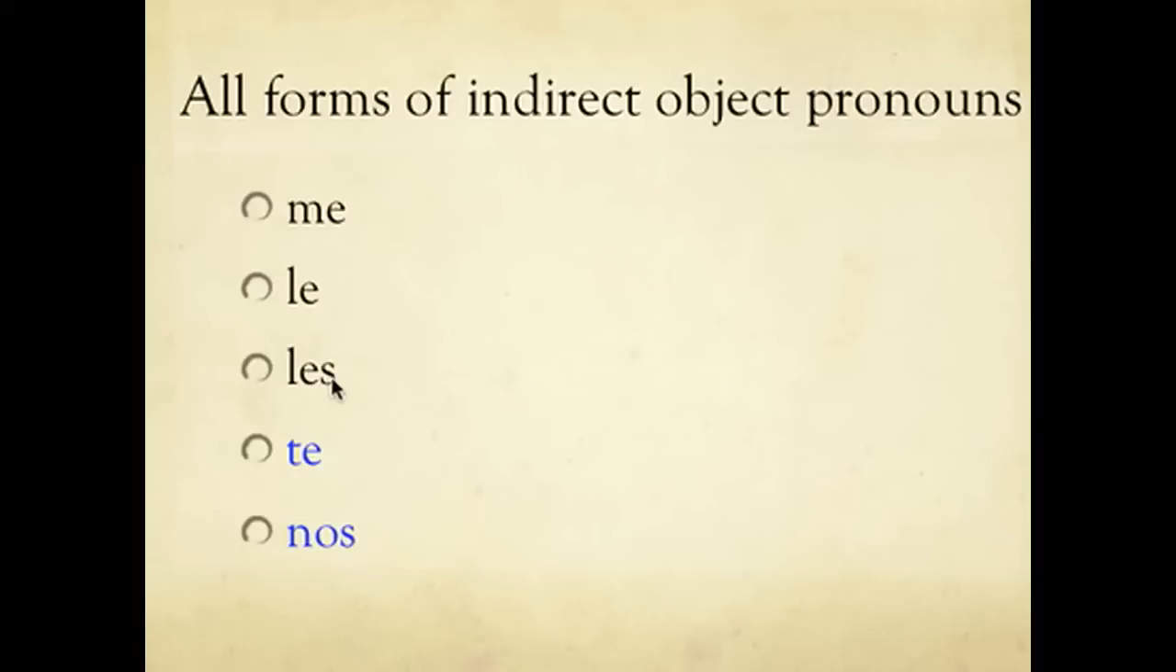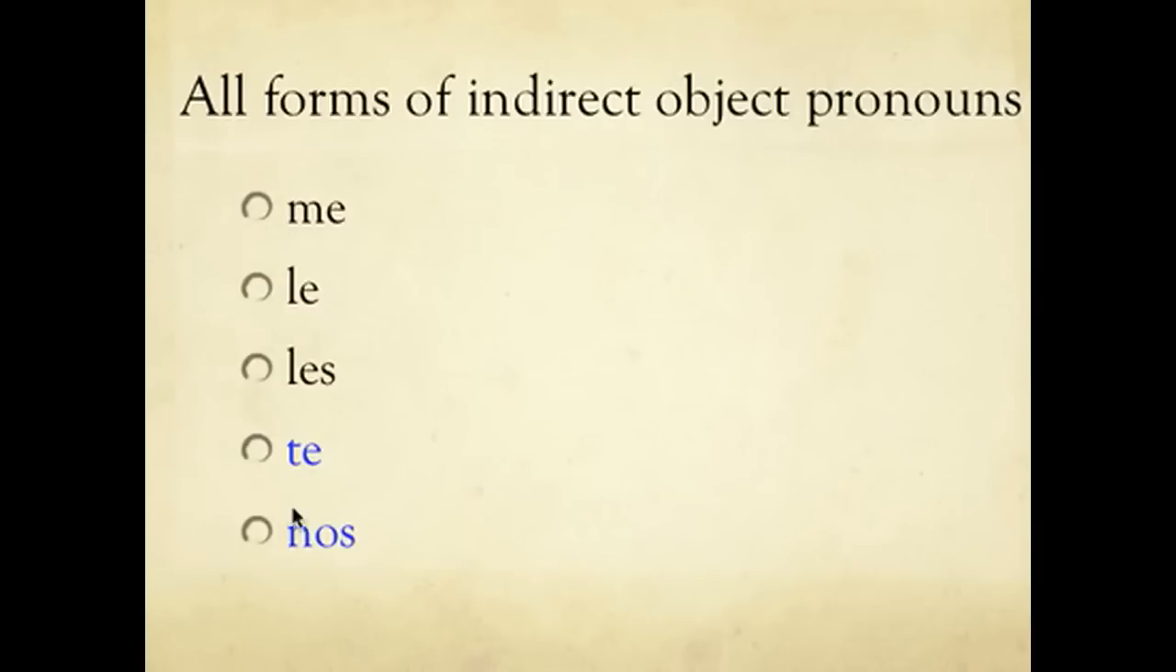Les, it's associated with they, correct? But the indirect object pronoun, which is right here, it's them. So the book was given to them. Or, the book is pleasing to them. So some people like to ask that, so I wanted to make sure to mention that. Okay, so we have te and nos.